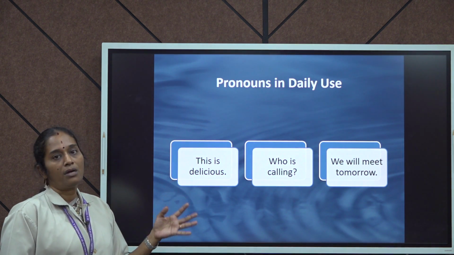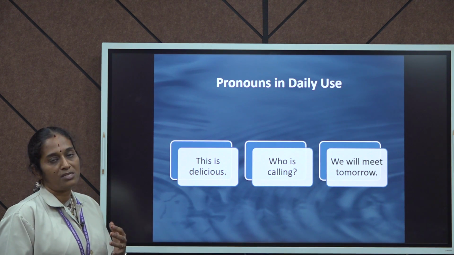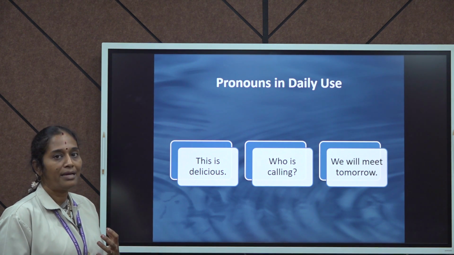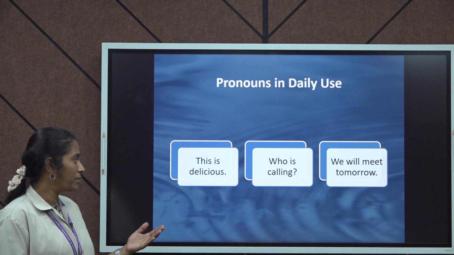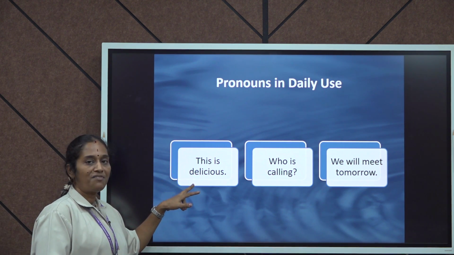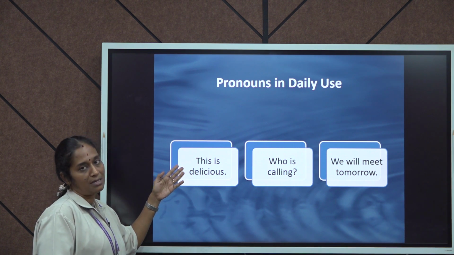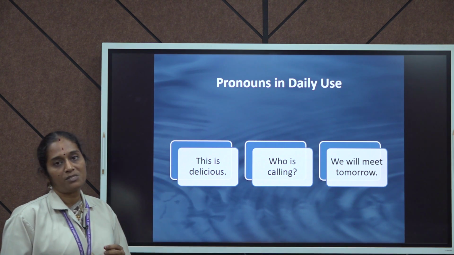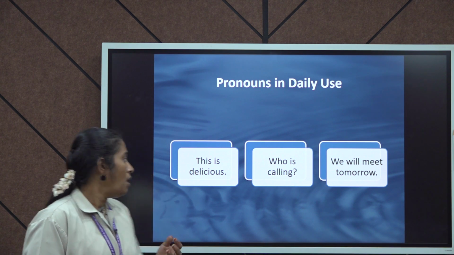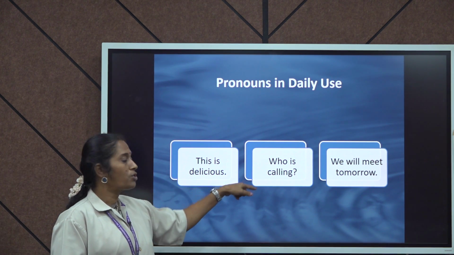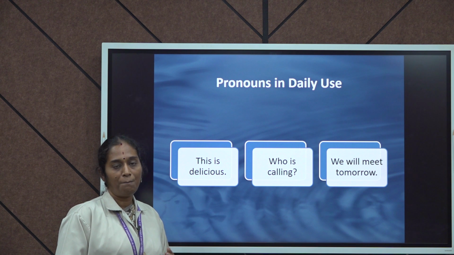Here, pronouns in daily usage. How do we use pronouns in daily usage? That I am going to say here. I have given the first sentence, this is delicious. Here I have used this as a pronoun. This represents a demonstrative pronoun. And the next one we have is, who is calling. Here who acts as a pronoun.